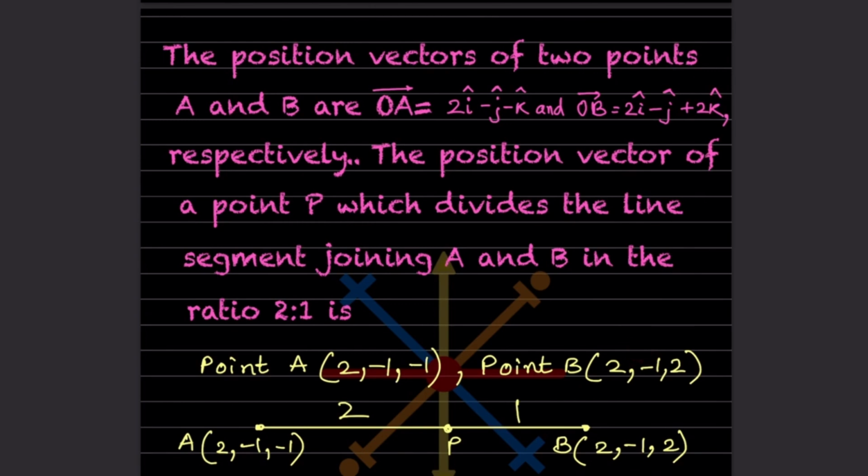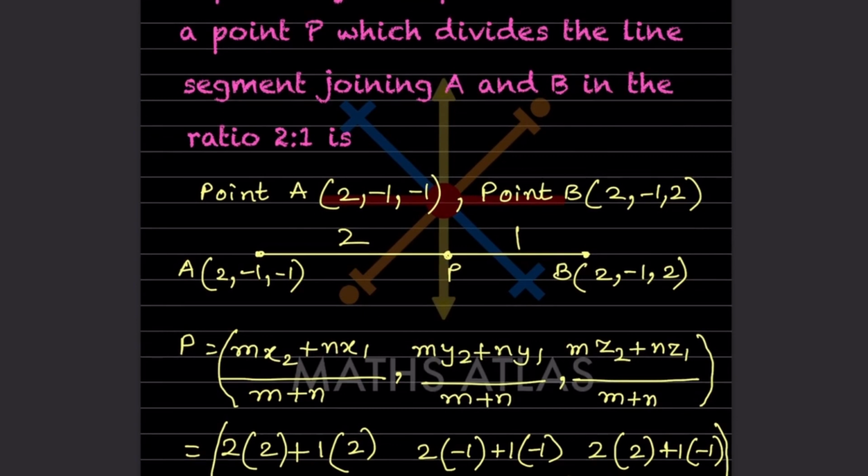Now what did they say? In what ratio do we divide the line segment AB? Suppose this is the line segment AB, and it is dividing in the ratio 2:1. So here let us put one point P. We have the formula for this: mx2 plus nx1 divided by m plus n, my2 plus ny1 divided by m plus n, mz2 plus nz1 divided by m plus n. So this is m and n, these are going to be x1, y1, z1, and these are going to be x2, y2, and z2. So you can just plug in the values.